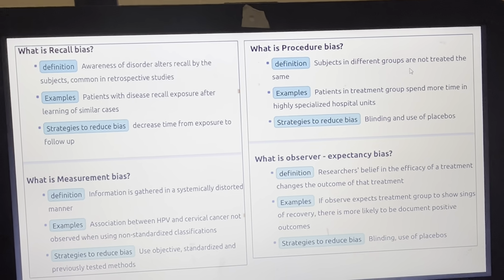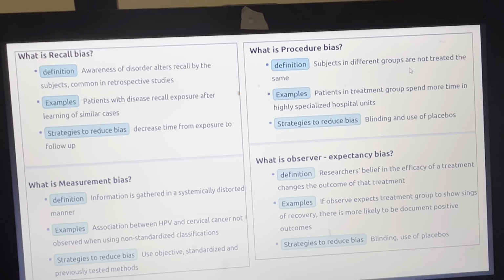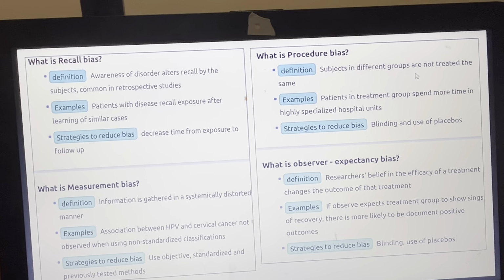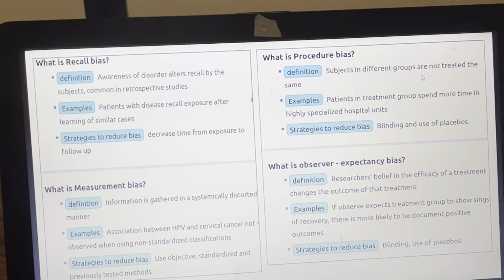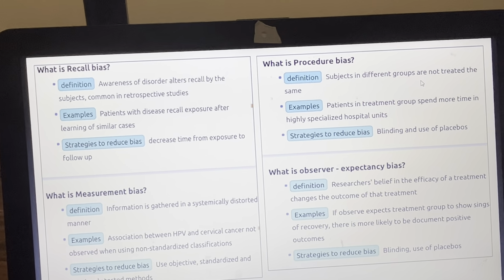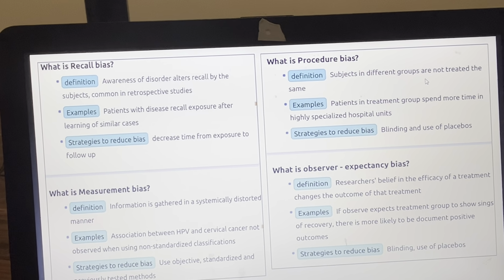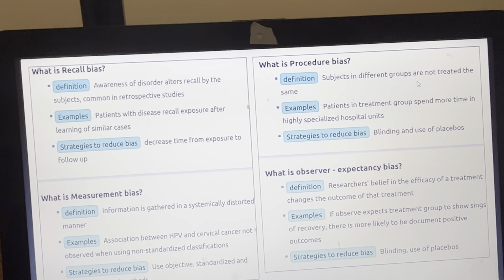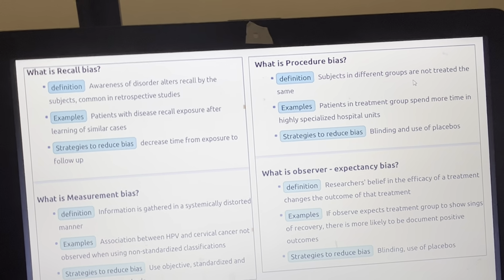Then we have procedure bias. In procedure bias, subjects in different groups are not treated the same. Example, patients in a treatment group spend more time in a highly specialized hospital unit. How can we reduce it? Blinding and use of placebo.